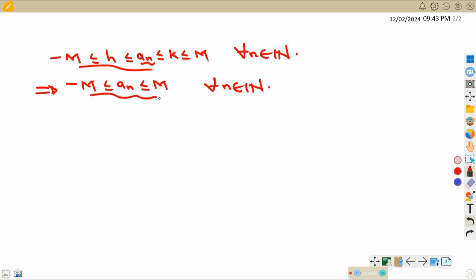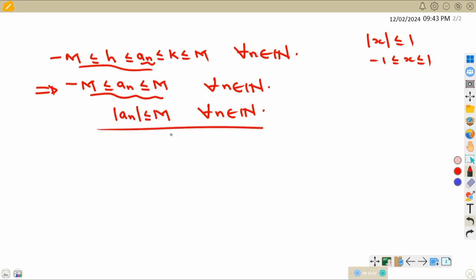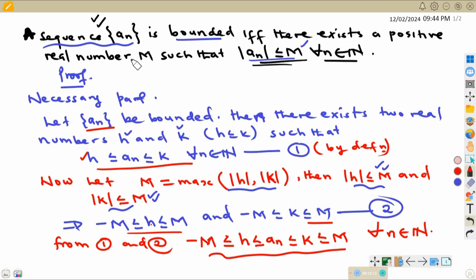So looking at this, remember, by definition of magnitude, we said if you have a magnitude of x less or equal to 1, this is same as negative 1 less or equal to x less or equal to 1. So if I have this, it means this is same as magnitude of an less or equal to m. And this is for all values of n picked from the set of natural numbers. This is what we needed to prove, because our statement says a sequence an is bounded if and only if there exists a positive real number m such that this is true.